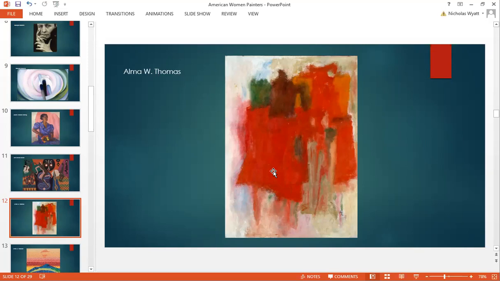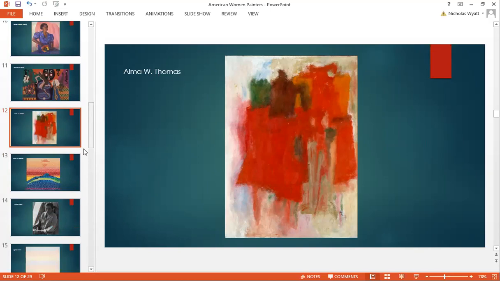And you see this really in operation in the work of post-war American artists like Mark Rothko, Adolf Gottlieb, and the New York School, the American Abstract Expressionists, of whom Alma Thomas is one. Here we're going to look at a later development in her work.